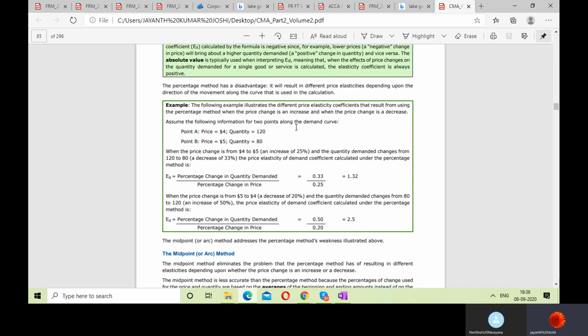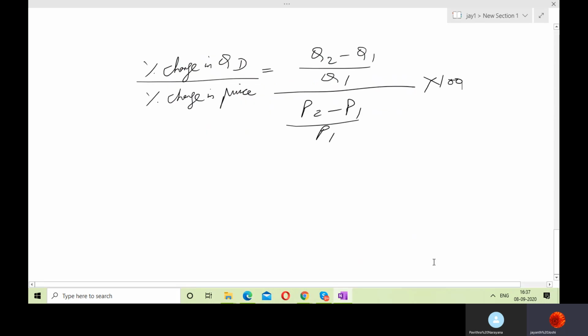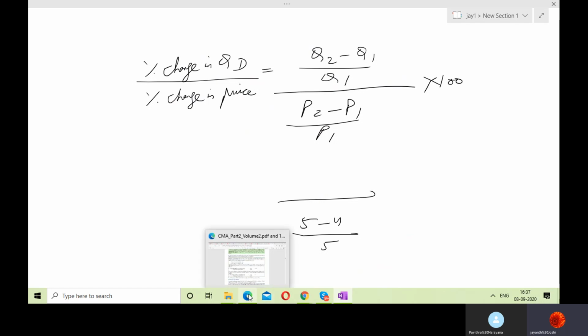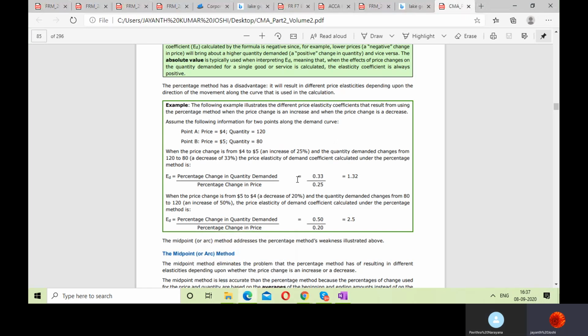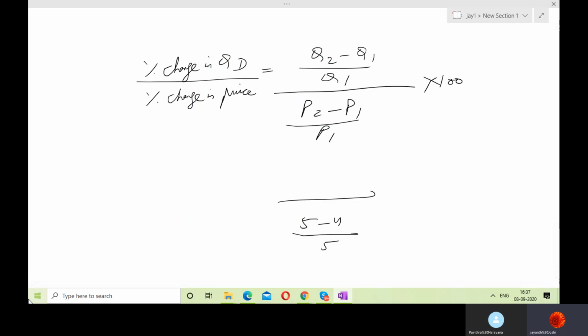The following example illustrates the different price elasticity coefficients that result from using the percentage method when the price change is an increase and when the price change is a decrease. The prices given here are $4 and $5, and quantity demanded 120 and 80. When the price changes from $4 to $5, that means there is an increase in the price. How will you know that? You can see 5 minus 4 by 5, that is in the denominator, and 120 minus 80 by 80.